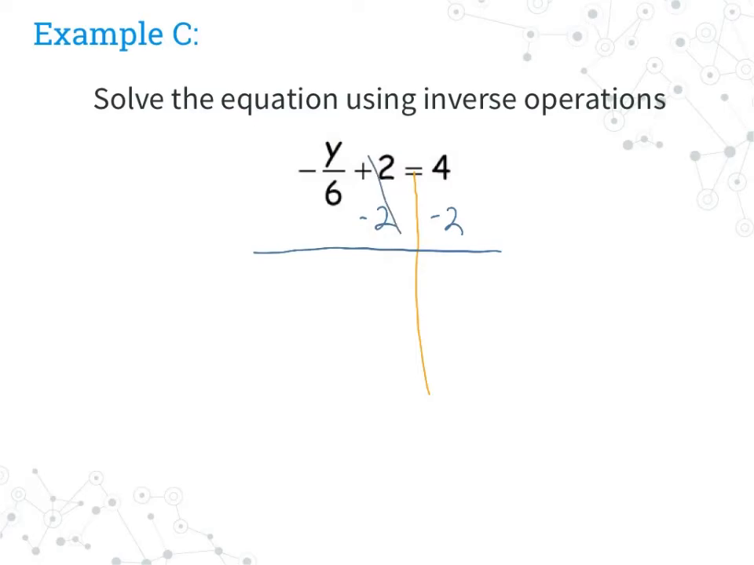Bring down my y divided by 6, but do not forget the sign. It's very important that you remember the sign. In this case, it's negative y over 6. 4 minus 2 is 2.